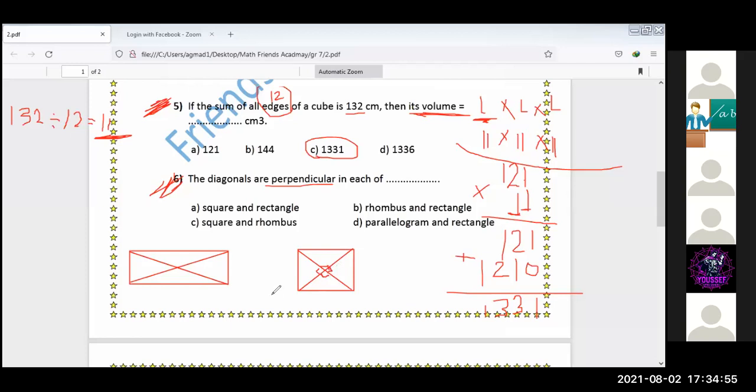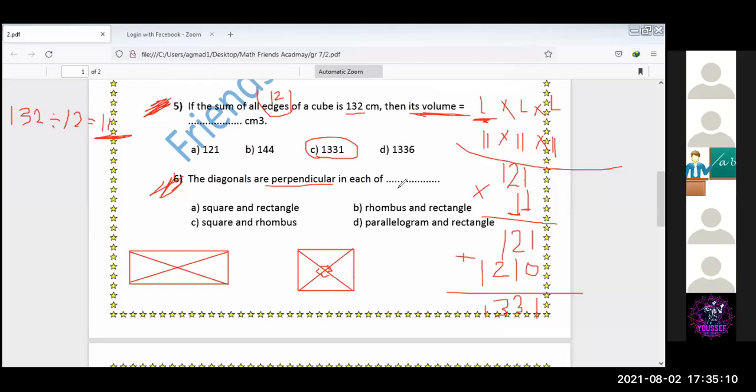Where we can find the 2 diagonals are perpendicular? Who can tell me? Yes, dear, you can. Square and rhombus. Excellent. Square and rhombus. Look, grade 7. In the quadrilateral, what is the meaning of quadrilateral? It means all the shapes which have 4 sides.